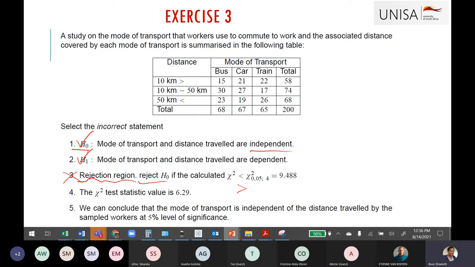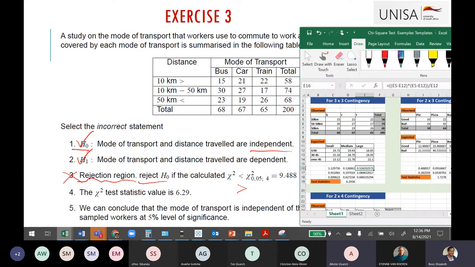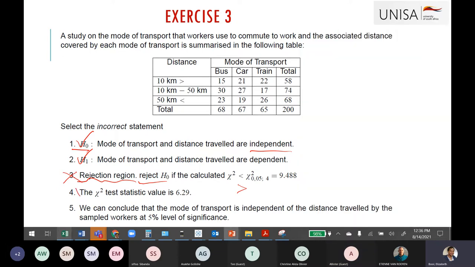Number four, the test statistic. Correct. It's correct because I went and I did the contingency. It's a 3x3 contingency table. So I used this template and our test statistic is 0.29. So which makes this correct.